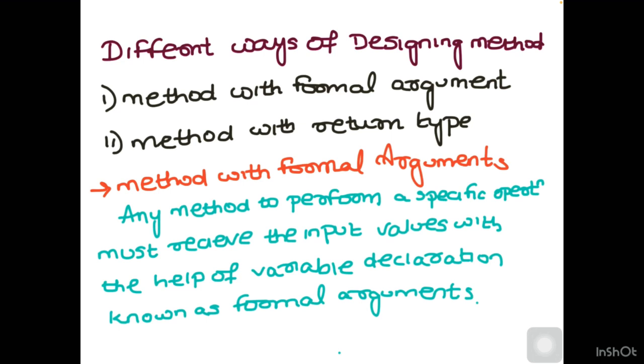Next, we have different ways of designing methods. Here we have methods with formal arguments and methods with a return type. First, we will see the methods with formal arguments. Any method, to perform a specific operation, must receive the input values with the help of variable declarations, which are known as formal arguments. As I have to perform an addition, sum is equal to a plus b. First I have to get the values, what is the value for a and what is the value for b. If I get them, only then can I perform the addition, right? So we have to get the input values from the declaration, which is known as formal arguments.